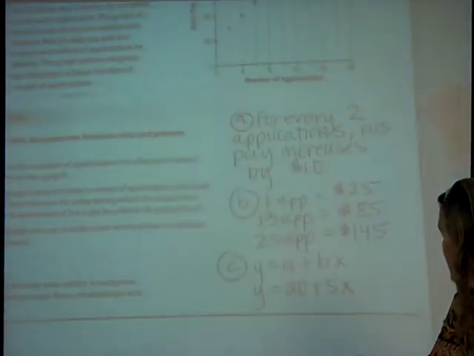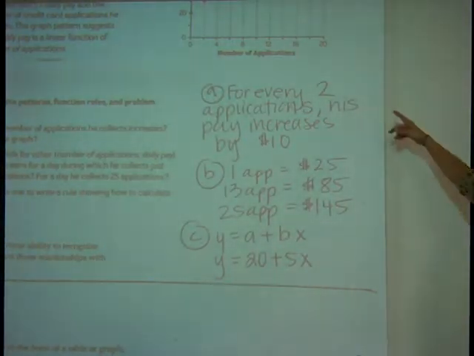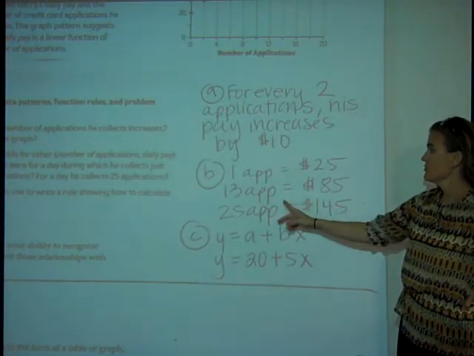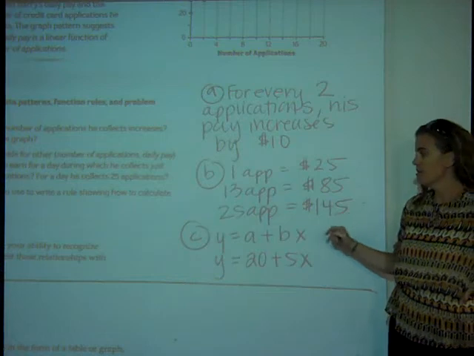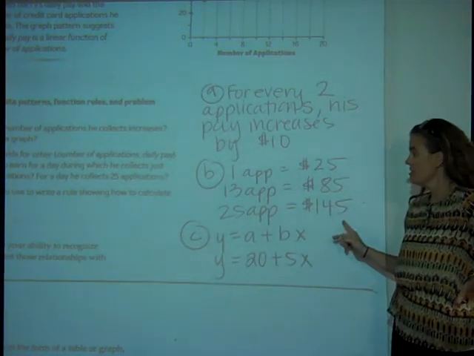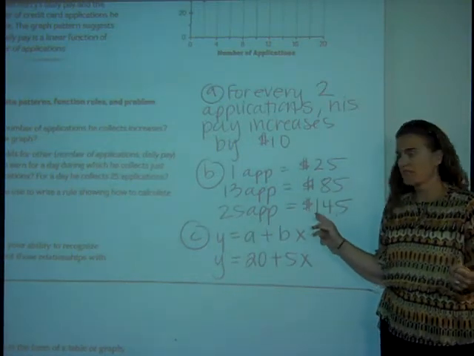Okay, if you looked at letter A, you should have said something like, for every 2 applications, his pay increased by $10. Okay. Letter B, if you had 1 application, it was $25. 13 applications, it was $85. And 25 applications should have been somewhere in that $145 range. Don't worry too much if you were slightly off, but you should have had somewhere in that general vicinity.